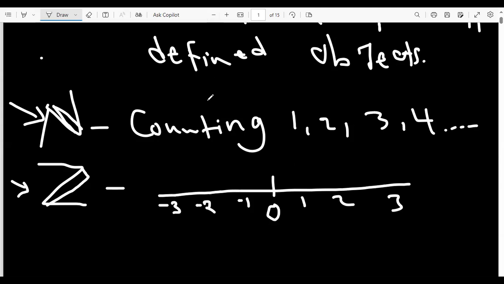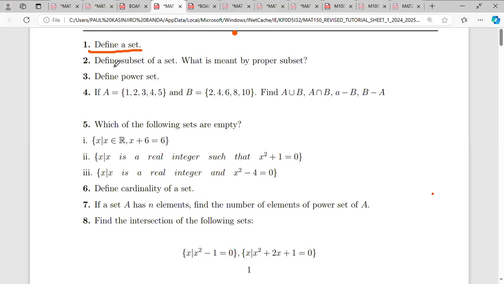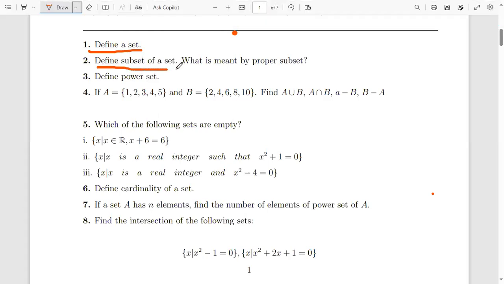Okay, no question means I'll proceed. So the other question now here, they're saying define a subset of a set, okay? And then the question continues to say, what is meant by a proper subset? So a subset and a proper subset.